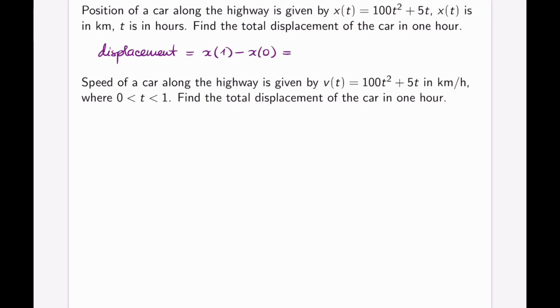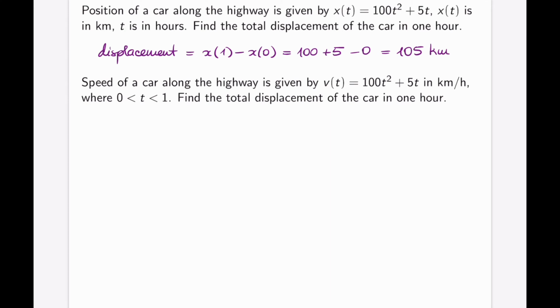So over 1 hour means the position in 1 hour, because t is in hours, minus the initial position at hour 0. Now I can evaluate these by simply plugging in the corresponding t value into my position function. So it's going to be 100 plus 5 for the position in 1 hour minus x naught. Well, I can see if I plug in t equals 0, I'm simply going to get a 0. So altogether, I have 105, and the distance here is measured in kilometers.